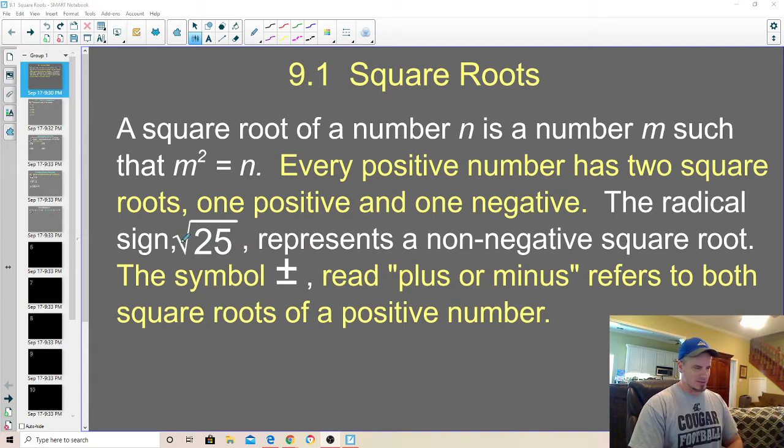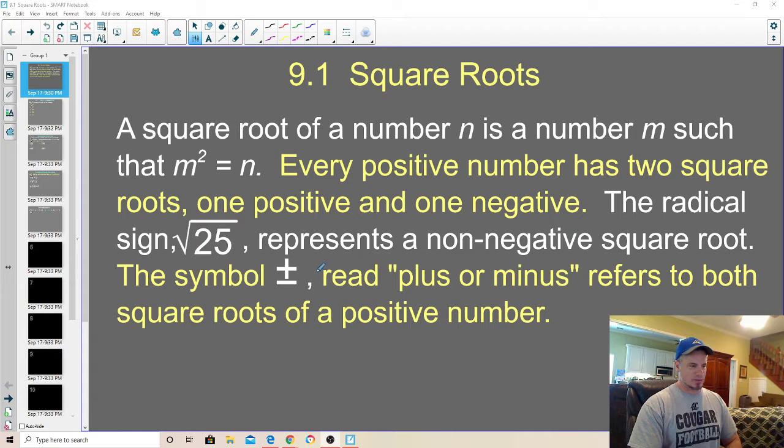The radical sign, which you see here, represents the non-negative square root. Again, dealing with 0, you have to say non-negative. So you will not get a negative answer when you see this, unless there's a negative on the outside of it. Just one answer with these, with the radical sign.